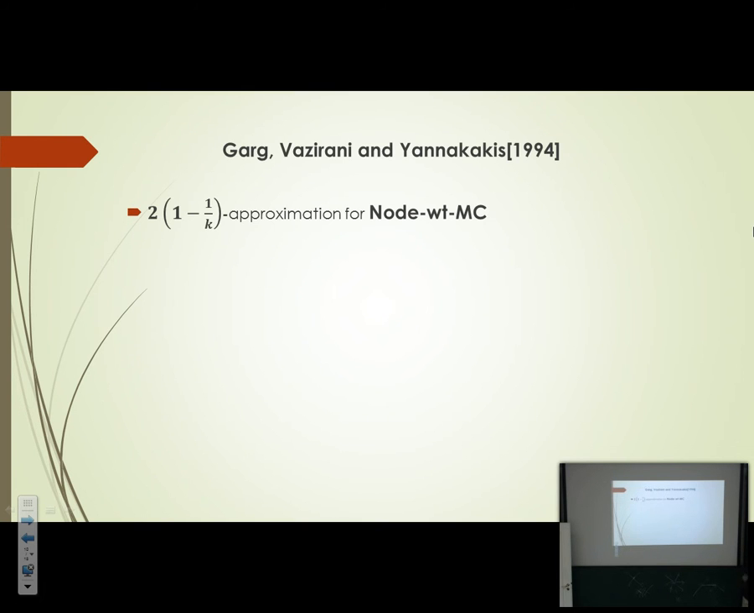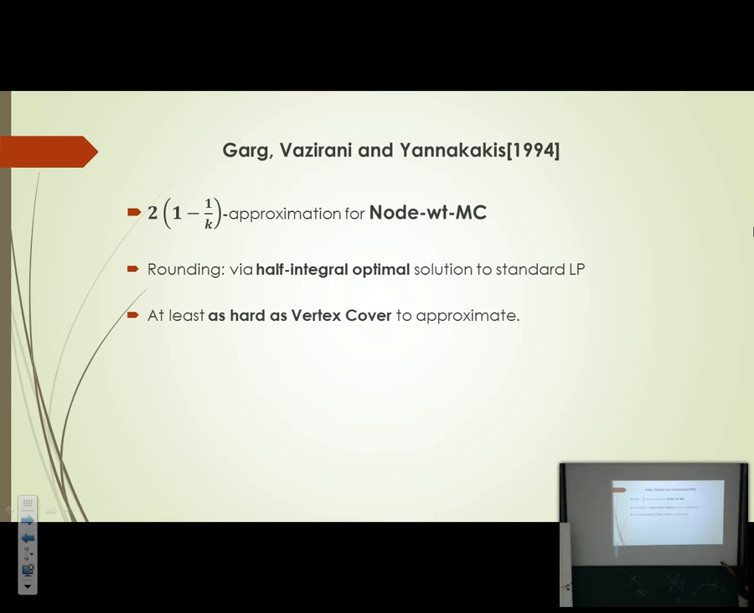So what is known about the node-weighted multiway cut and the directed case? Garg, Vazirani and Yannakakis in '94 proved that for the node-weighted multiway cut case in the undirected graph, they gave a 2 times (1 minus 1 over k) approximation. They proved that the LP we saw earlier for the node-weighted case is half-integral, which gives a 2 approximation. With one trick, we can improve that by a factor of 1 over k.